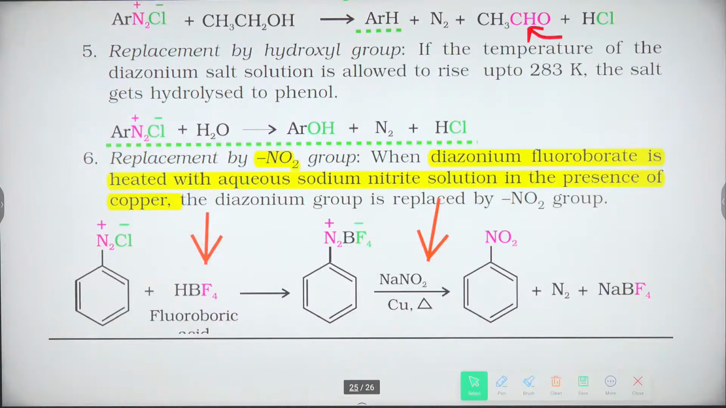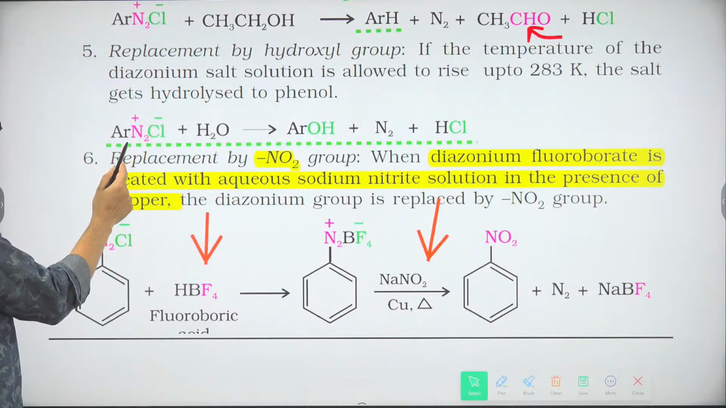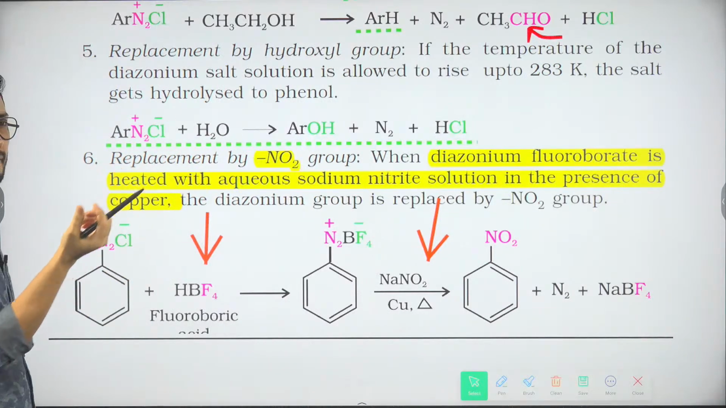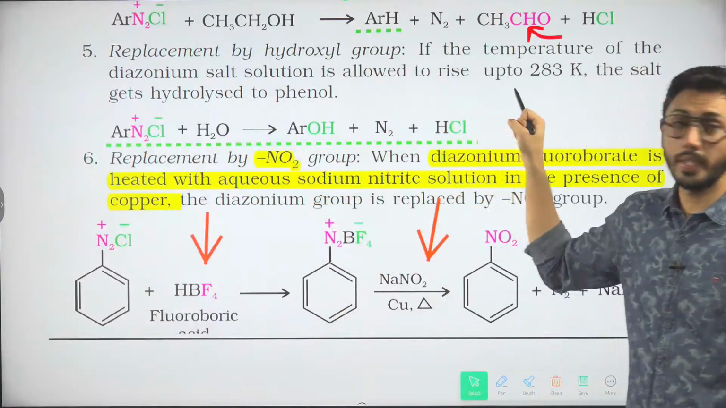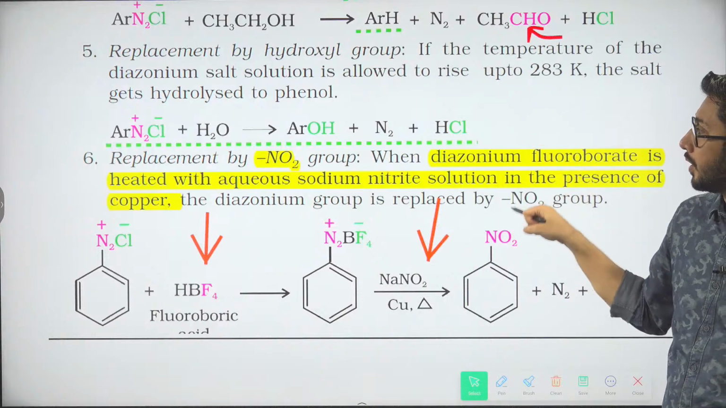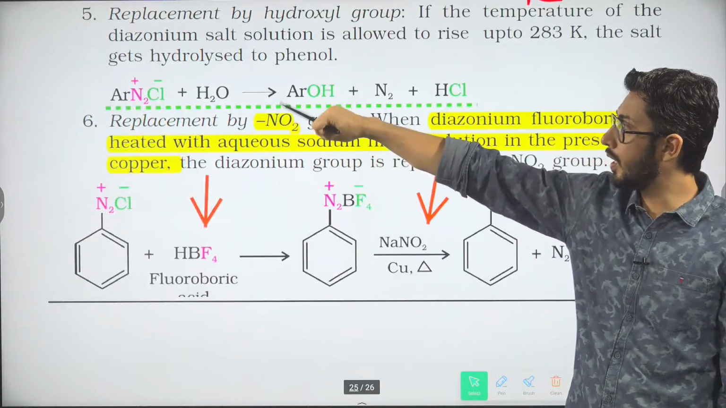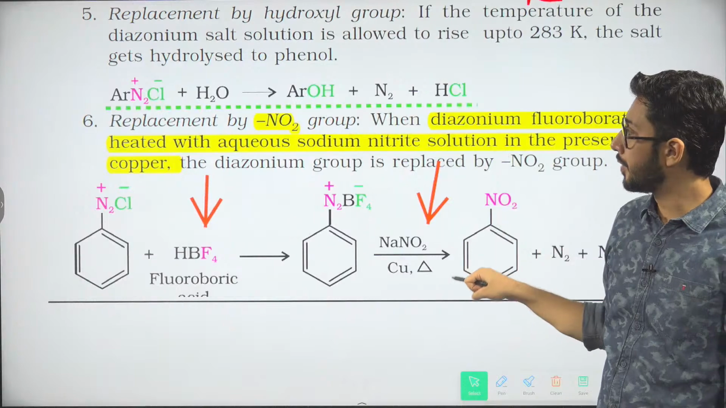Then phenol formation. How to prepare phenol? Diazonium salt with water. A slight temperature rise is required, around 283 K, that means 10 degrees. Or you can also take a weakly acidic medium, aqueous medium. What is generated? OH will attack, N2 gas evolves plus HCl.